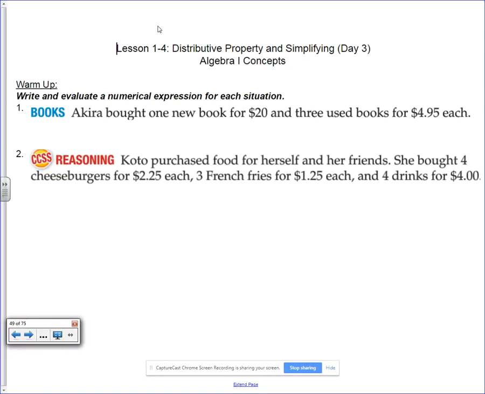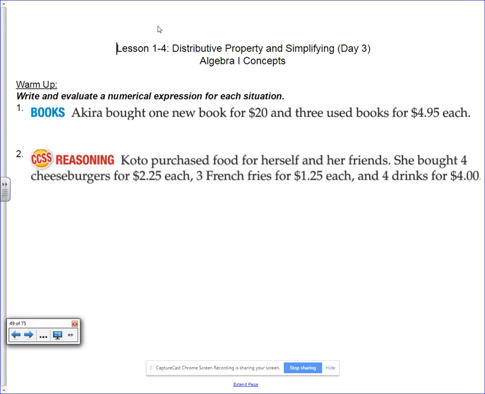All right, so we are on day 3 of the distributive property, correct? Been doing this for 3 days now. So we're going to start with the warm-up, and then I'm going to actually have an activity for you to do instead of normal notes. Okay? Yes way. Okay, so look at the directions.